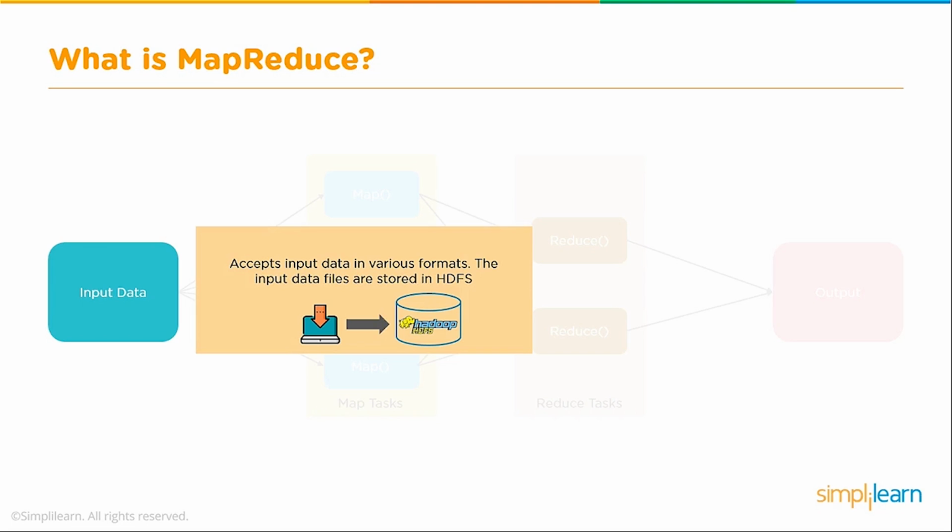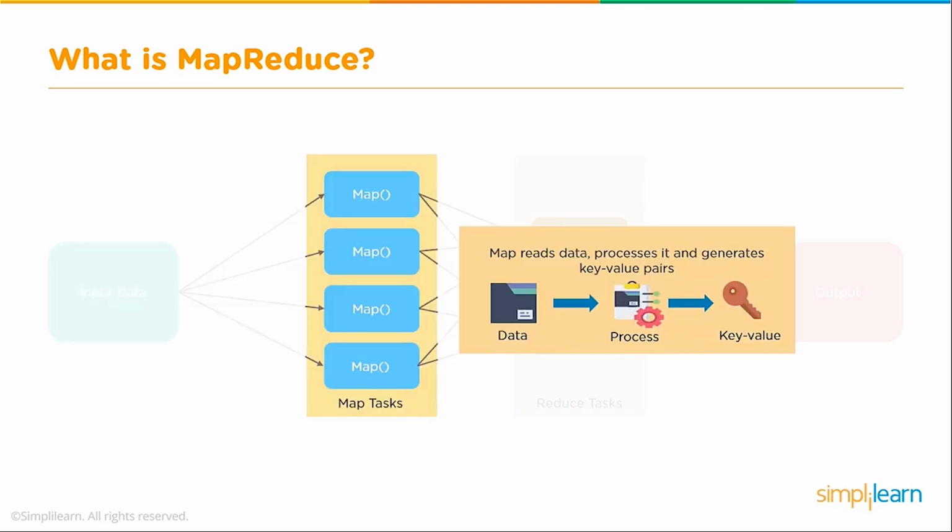This data is stored in HDFS, and that is basically our input, which then passes through the mapping phase. Now what is the mapping phase doing? As I said, it reads record by record.